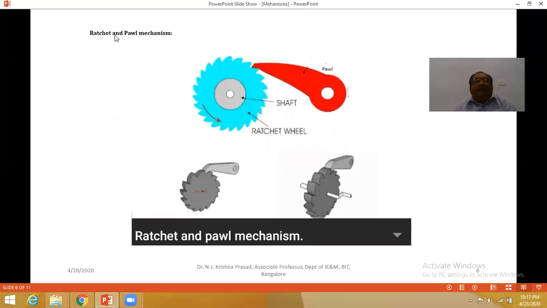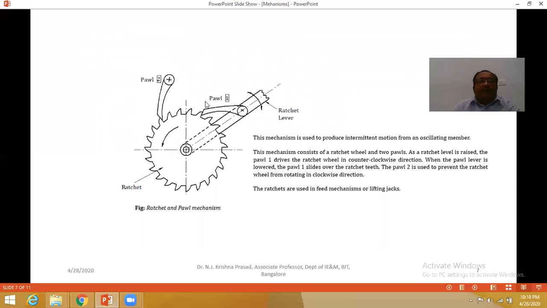And next, actually, it is the ratchet and pawl mechanism. The ratchet and pawl mechanism consists of a ratchet wheel, a pawl, and one more pawl we provide also. I'll show it in the next case. See here, this is the intermittent motion mechanism.